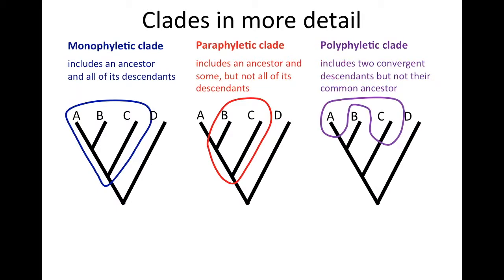And last but not least, we have a polyphyletic clade, which includes two descendants, but not their common ancestor. And we can see here that A and C make a polyphyletic clade. An example here would be that A and C have evolved a similar trait through convergent evolution, like perhaps wings, or the eye structure. We've covered a few examples already.